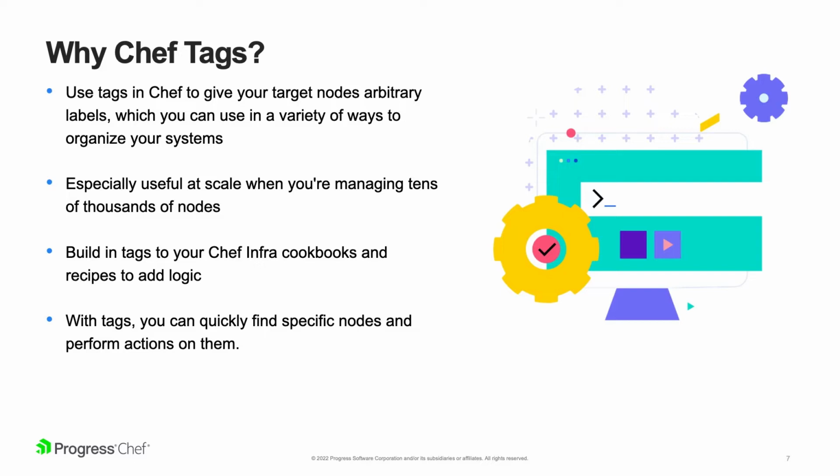You're not just arbitrarily adding tags, but you have something in mind before you ever sit down to write a recipe or think about tagging. You've come through that process of, okay, this is meaningful for our teams. It's very useful at scale, as I just talked about. And you can build tags into your cookbooks and recipes and add logic around them. What does that mean? Well, if I tag something as a web server, for example, I can very quickly apply new recipes, updated policies, whatever, to nodes that have that particular tag. And you can obviously find them more quickly and easily.